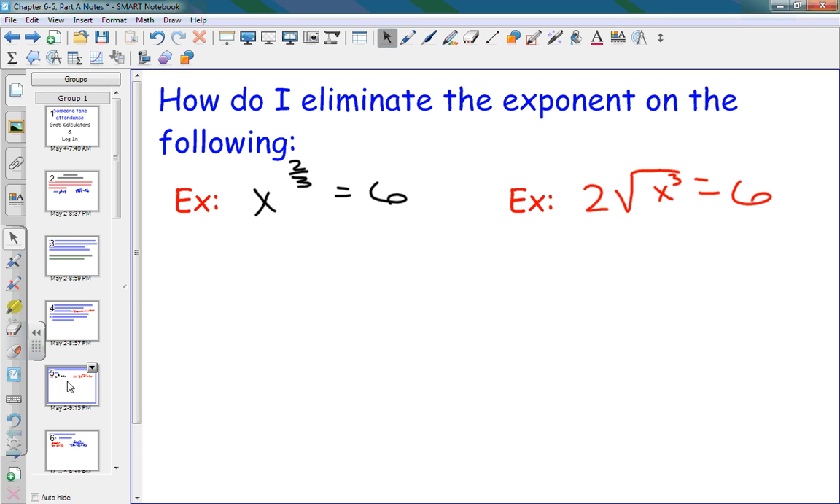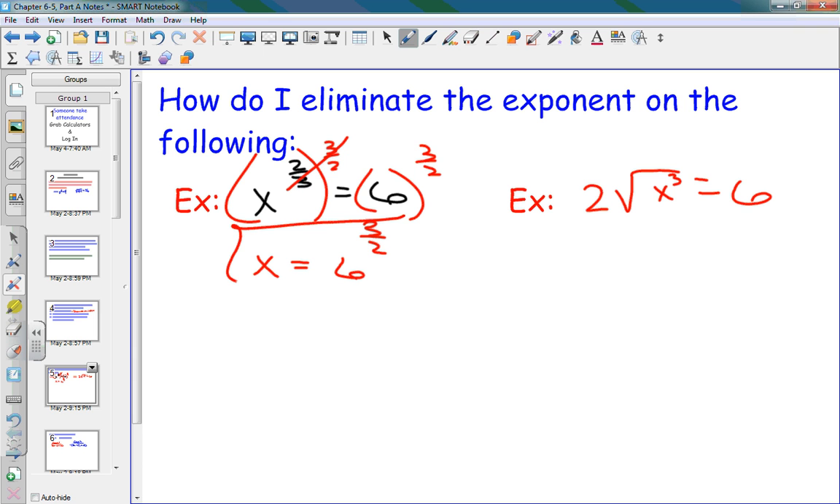Now, how do I eliminate the exponent on the following? x to the 2/3 is equal to 6. In other words, the question I'm asking you, are you listening, is how do I turn the power of 2/3 into a power of 1? Multiply by what? The reciprocal. What is the reciprocal of 2/3? 3/2. So we're going to multiply both sides by the reciprocal, which is 3/2, and what we do to one side, we must do to the other. So 2/3 times 3/2 gives you 1. So I have x to the first is equal to 6 to the 3/2 power. Yes, we could calculate that out, but I'm not concerned about that at this point.